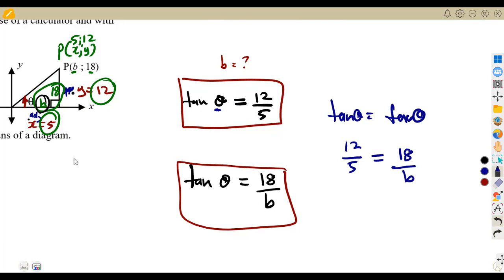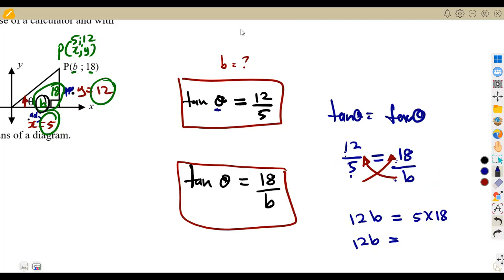Remember from our equations, guys, how do you solve equations when given a fraction? Two fractions, one on the left, the other one on the right. You can easily solve by cross multiplying. So this will multiply this side, this will multiply this side. So I'm going to multiply 12 times B, or B times 12, which is 12B, is equal to, I multiply 5 and 18. So it's 5 times 18 on the other side.